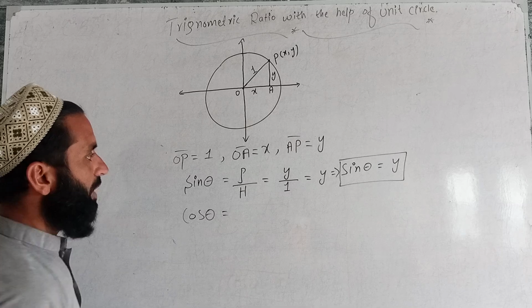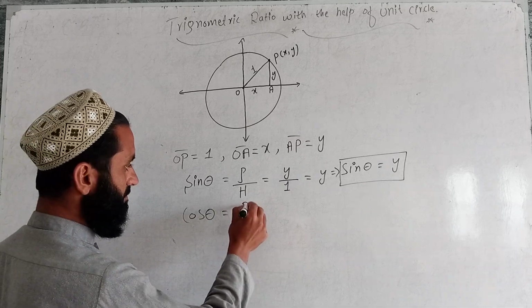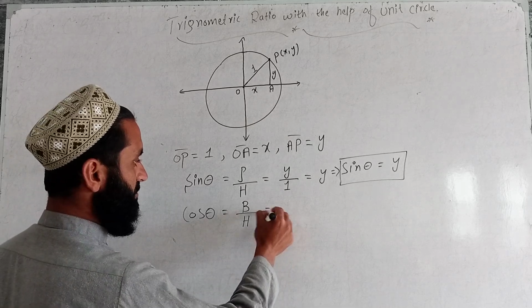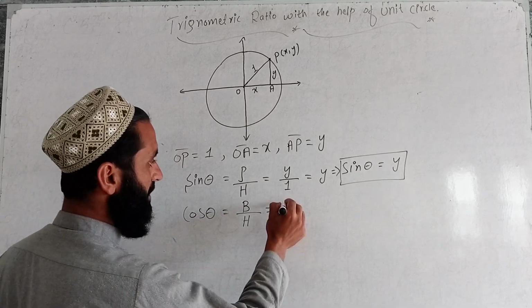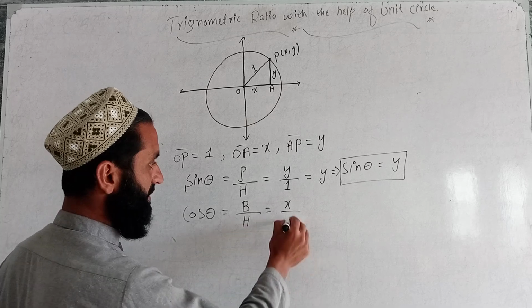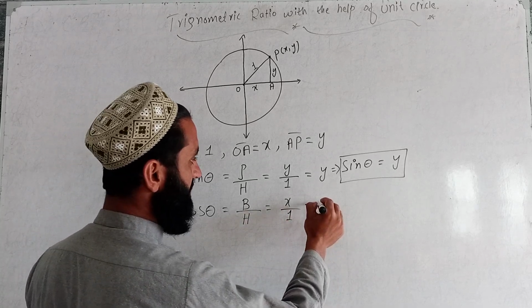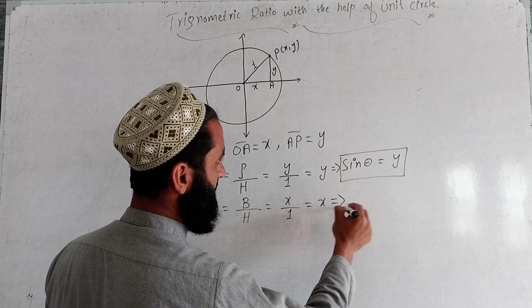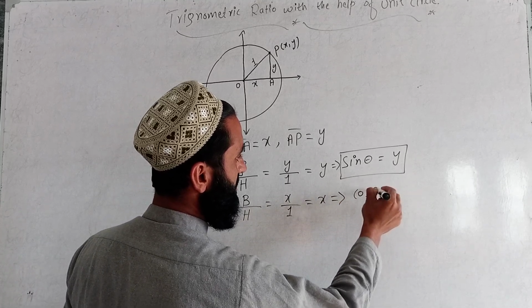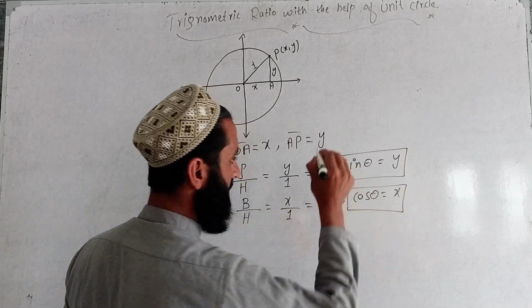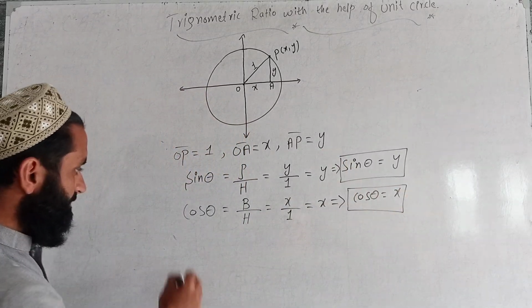Now cos theta is equal to base divided by hypotenuse. So this implies that base is equal to x, hypotenuse is equal to 1. So x divided by 1 is equal to x. This implies that cos theta is equal to x.